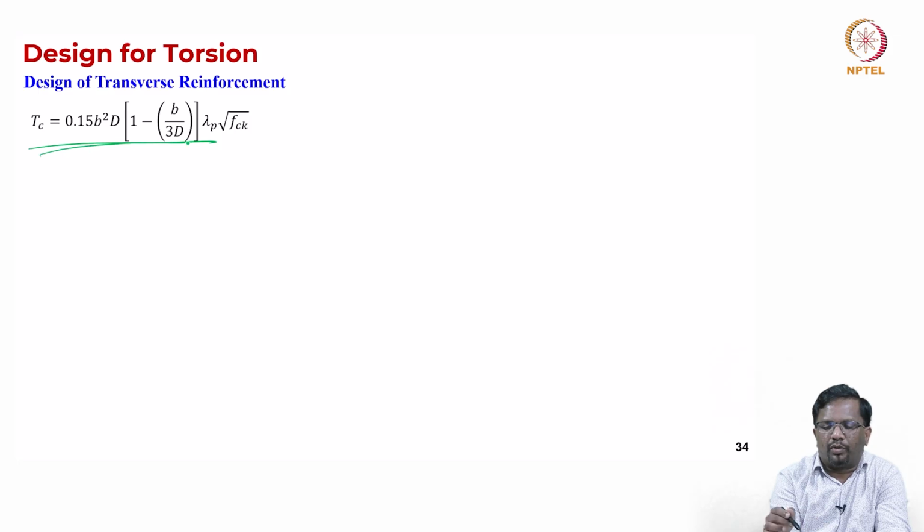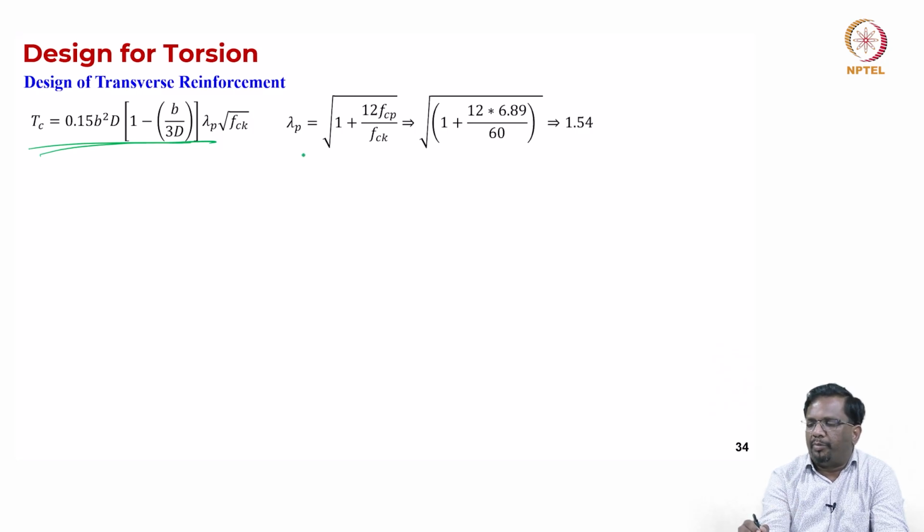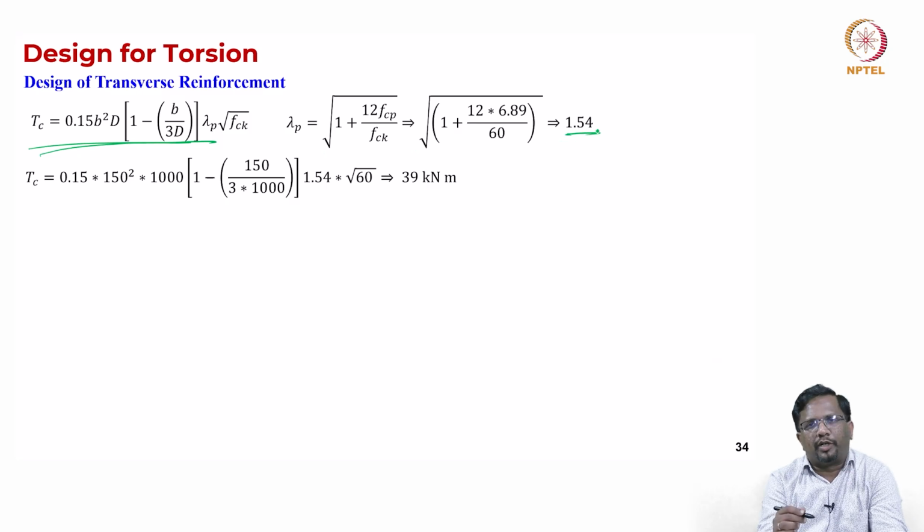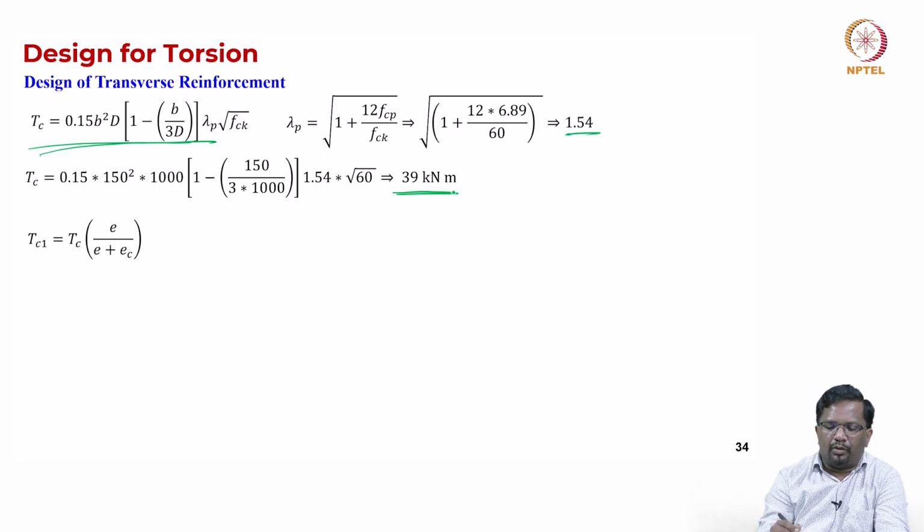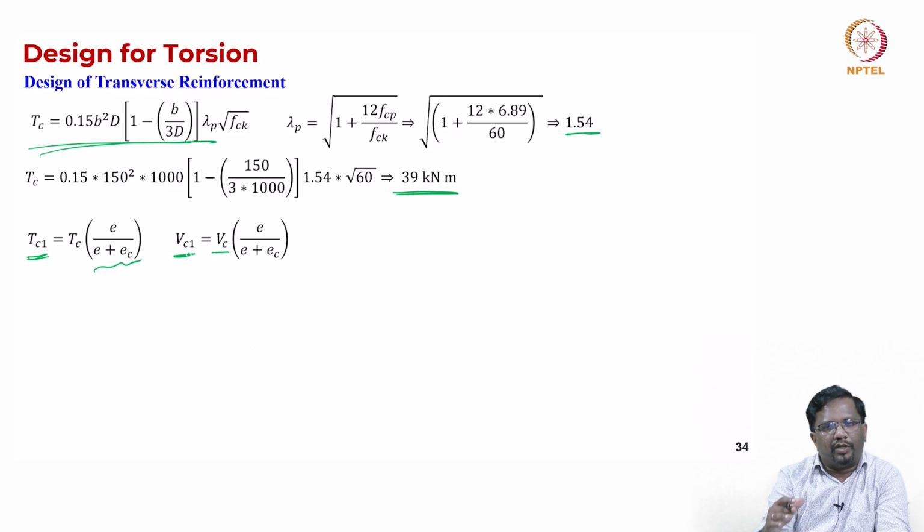Tc is your pure torsional capacity, the concrete capacity in torsion when only torsion is acting, and the lambda p value works out to be 1.54. So, when you substitute that, your concrete capacity in pure torsion is 39 kilonewton meter. Now, how much is it when it is acting along with shear? Tc into e by e plus c. So, this is some kind of a reduction factor that we have already discussed, and similarly you calculate Vc1 when it is acting along with torsion, which is again some kind of a reduction factor.